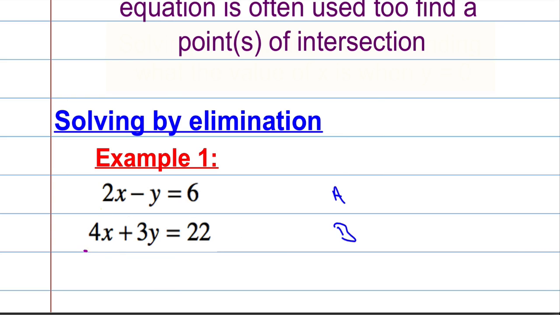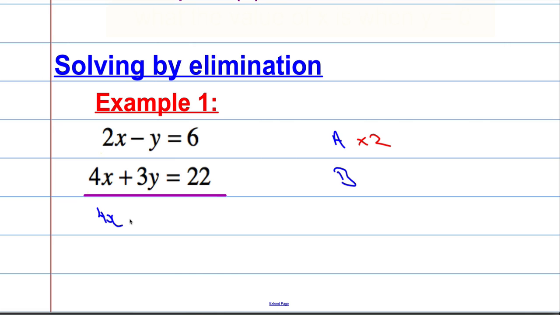So I'm going to draw a little line underneath, and what we're going to do is double equation A. So doubling equation A, now remember we must double everything, we get 4x minus 2y equals 12. So you must do the exact same thing to both sides. Equation B I'm going to leave alone, I don't need to touch it. So that's still 4x plus 3y equals 22.